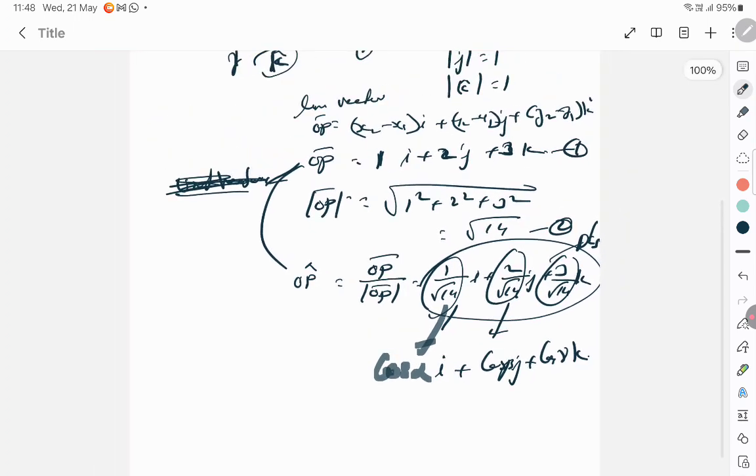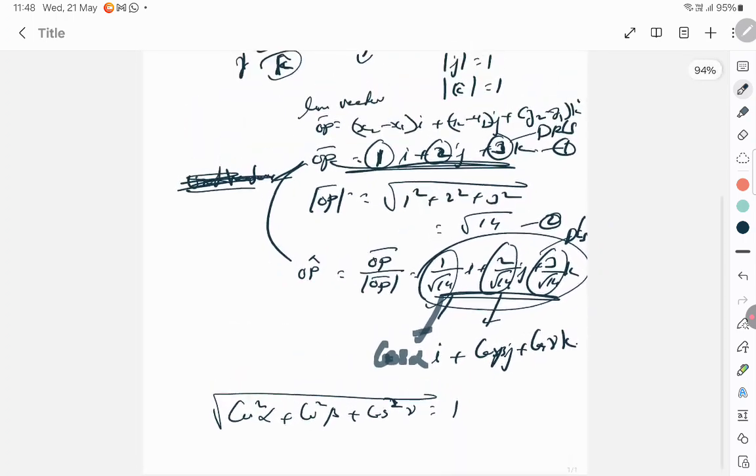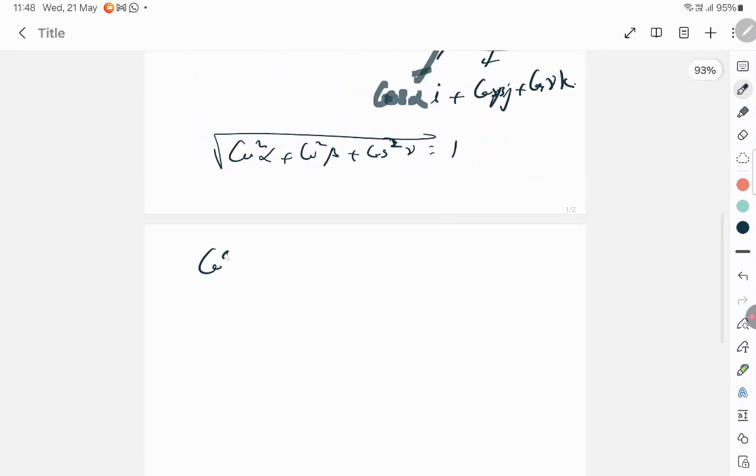Hence they can be called direction cosines, DCs. In a unit vector, the coefficients are called direction cosines. In an ordinary vector, they are called direction ratios, DRs. So these are DRs and these are DCs. So the vector can also be cos alpha into i plus cos beta into j plus cos gamma into k. Therefore, the magnitude of this vector, root of cos square alpha plus cos square beta plus cos square gamma, is also equal to 1. Squaring both sides, cos square alpha plus cos square beta plus cos square gamma is equal to 1.